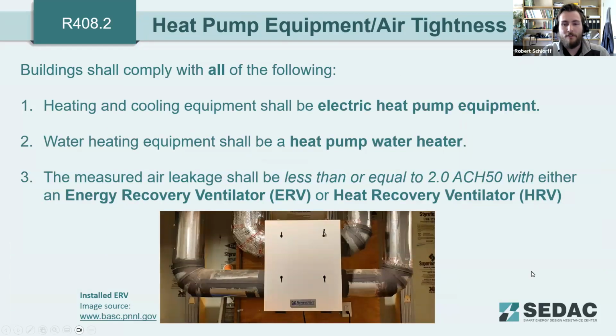All right, so the prescriptive package for section R408 compliance is as follows. The building shall comply with all three of these items. One, heating and cooling equipment shall be electric heat pump equipment. Two, water heating equipment shall be a heat pump water heater. And three, the measured air leakage shall be less than or equal to 2 ACH50 with either an energy recovery ventilator or a heat recovery ventilator installed. So if you are choosing the prescriptive compliance path for the Illinois stretch code, and then you choose the prescriptive path through section R408, these are the measures that you must comply with. These are the requirements that your project must meet.